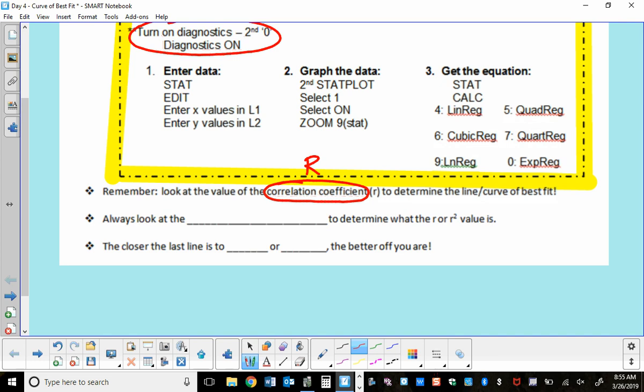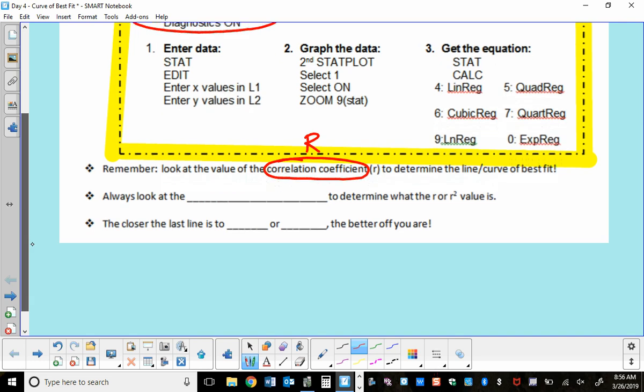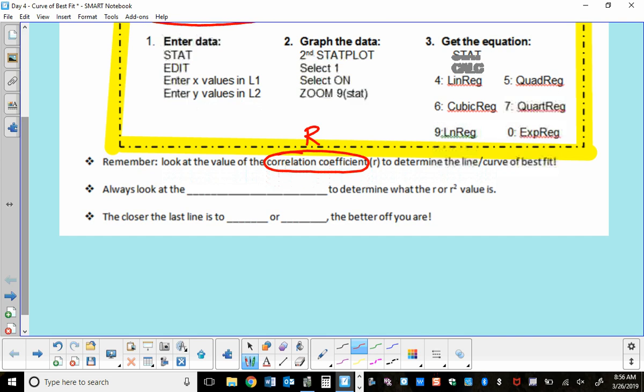In Algebra 1, you guys did the line of best fit. In Algebra 2, we call it the curve because we have more than one line. Our graphs look very different. They're not just a regular straight line anymore.